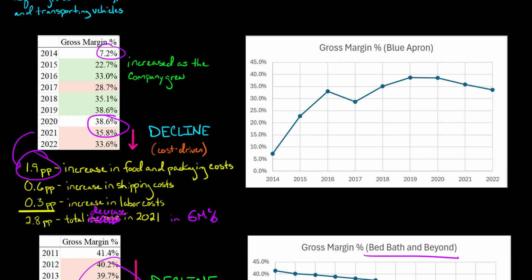And they give you a breakdown. They said, look, 1.9 percentage points of that decrease from here to here was due to an increase in food and packaging costs. And then 0.6 percentage points was an increase in shipping costs. 0.3 was an increase in labor costs. So they broke it out for you. It was really helpful. You see the majority was food and packaging costs going up, and that's why the gross margin percentage declined there. So generally a positive trend for Blue Apron for several years. It was getting better and better, and then you had the drop off.